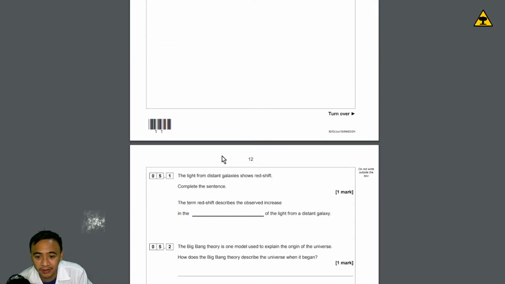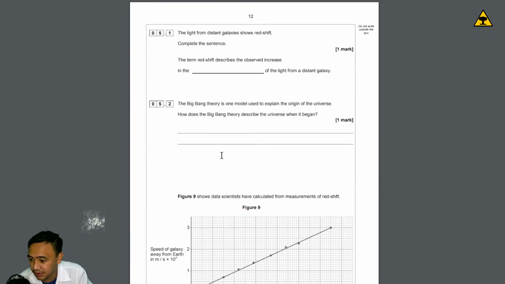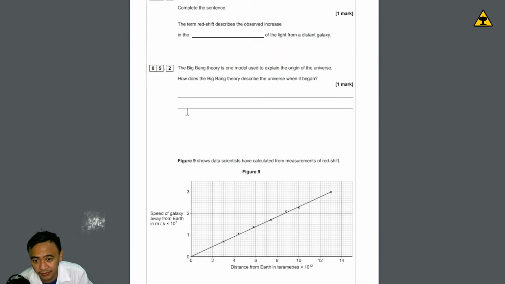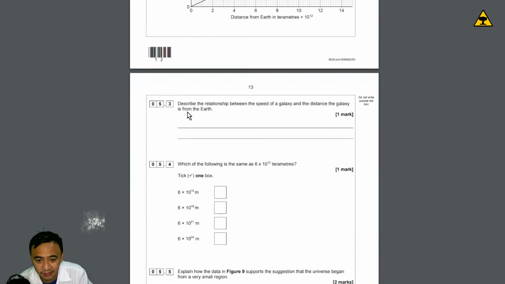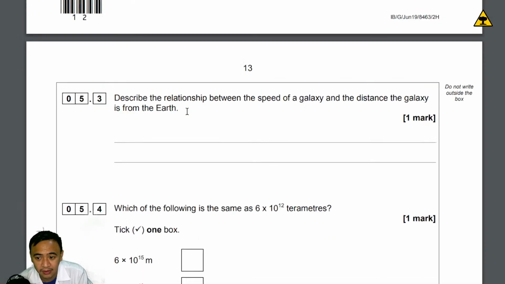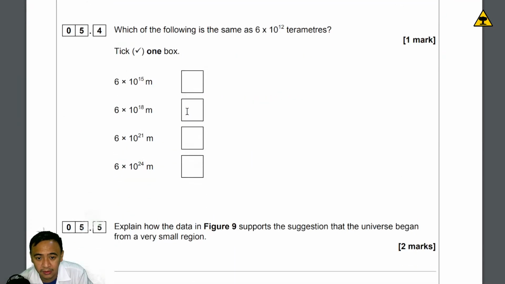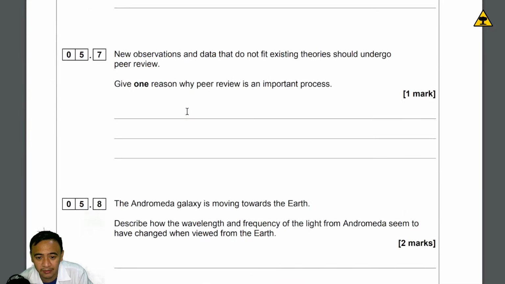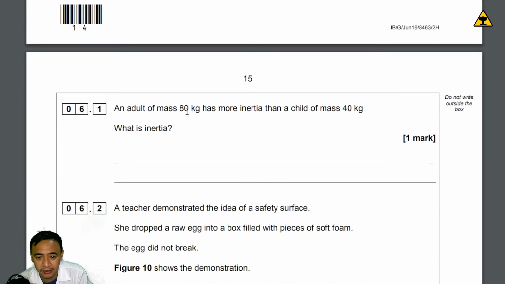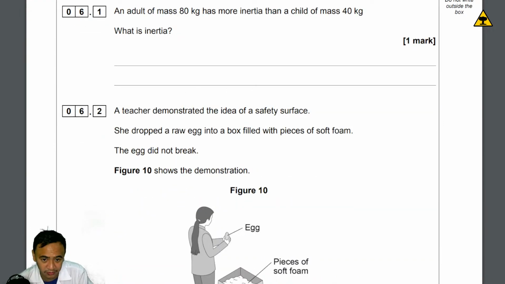Okay, so we're done with the electromagnetic questions. Okay, let's go on to this one. The galaxies. Oh, we haven't done this yet, right? So we'll skip this. Big Bang, Andromeda. Okay, let's go to this question number 6.